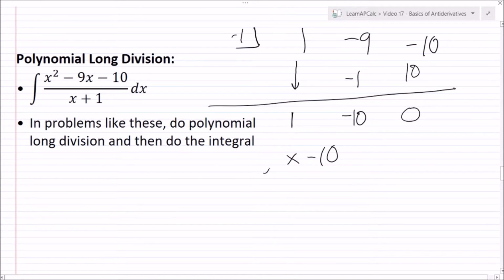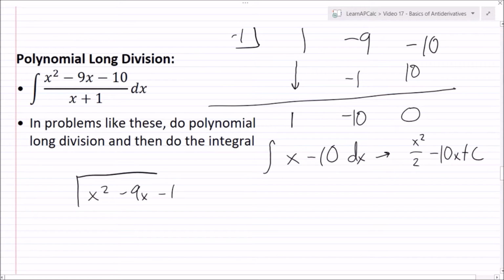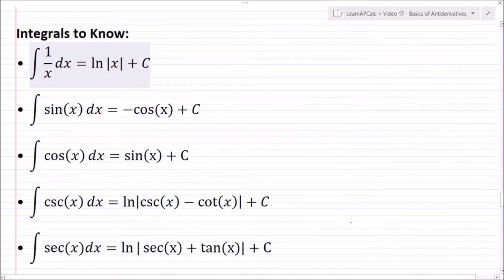Alright, so this is basically just the integral of x minus 10 dx, which is x squared over 2 minus 10x plus c. So if you have something like this, what you're going to want to do is polynomial long division. If you can, you should do this synthetic method that I just showed you, but otherwise you can do sort of the long way, which would look like this.